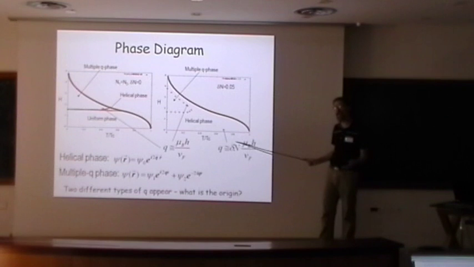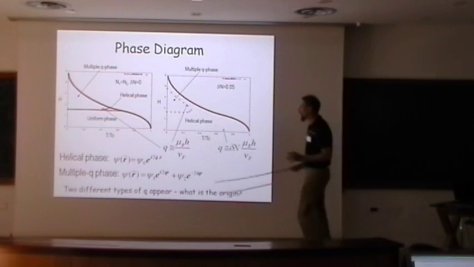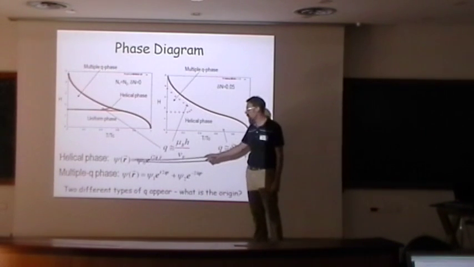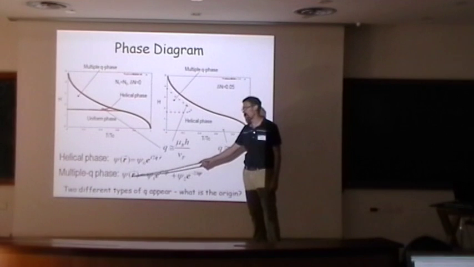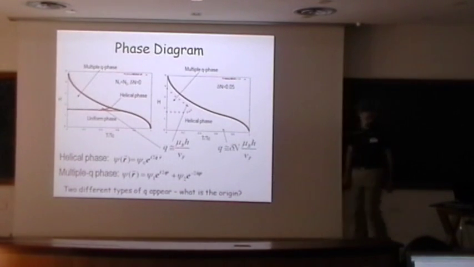And what I want to go to next is what is the origin of these two different magnitudes of q in these phases. And then also how do you tell the difference between this phase and this phase? And you find out that there are actually very strong differences between these two phases.